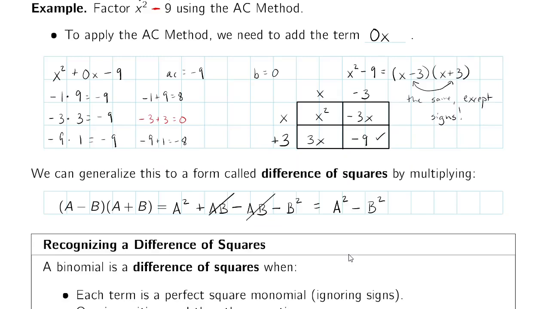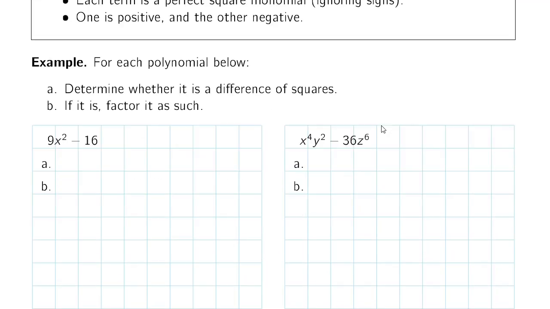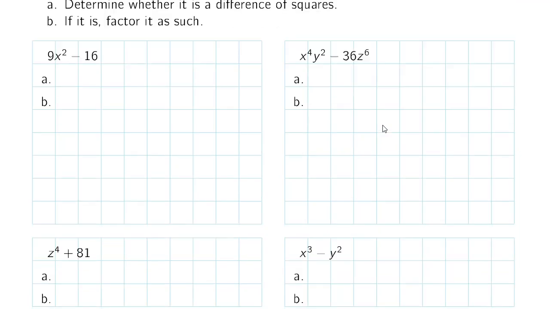How do we recognize this? Well, first, each of our terms, if we ignore the signs, is a perfect square. And then second, the signs are opposite. One is positive and one is negative. So let's take a look at some examples where we can identify a difference of squares.